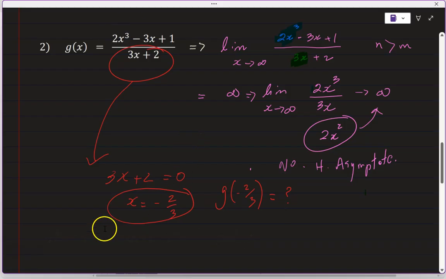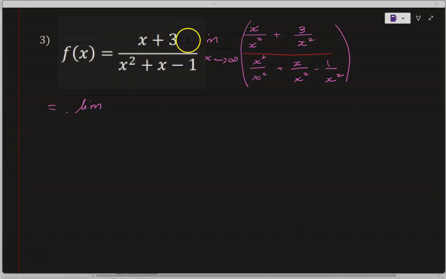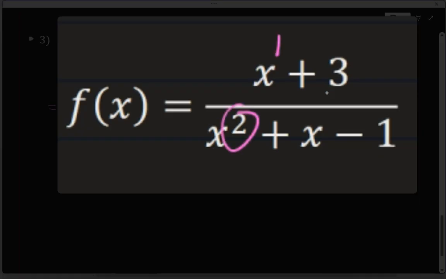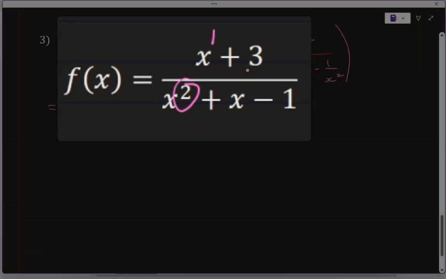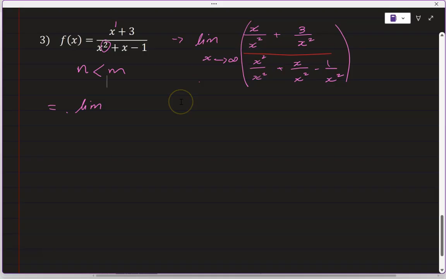Let's do question number 3. Here's question 3. We're going to find if this has any horizontal asymptote. So we're going to go through. First, we're going to check the effective degree for numerator and denominator. In this case, the numerator has a degree 1 and the denominator has a degree 2. So in this case, n is less than m. Okay, and if that's the case, we know it will end up being y equal to 0, but we're going to show it algebraically and through the limit.